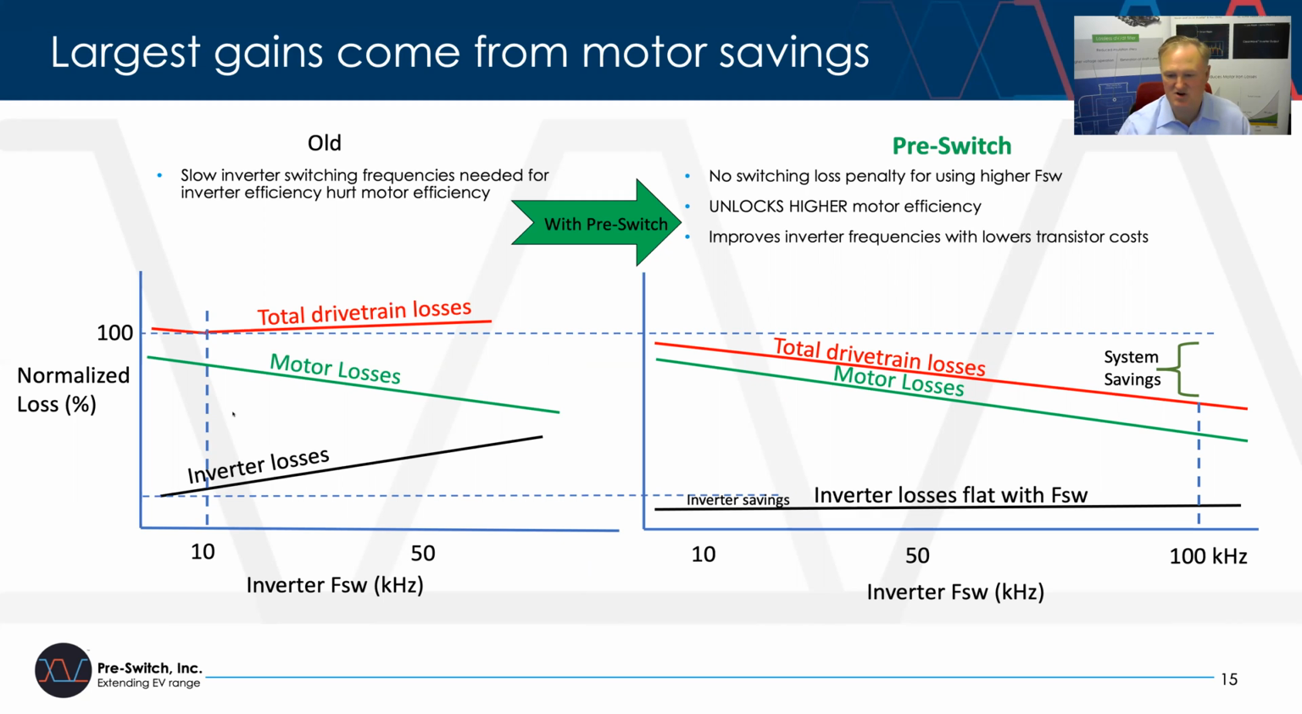But the key point in this chart is that there is an inverter savings. And when we talk to the inverter guys, this is really mostly what they're concerned about. But the larger savings is at the system level, in the motor savings. And these system level savings are large, and in our opinion, it continues to improve even past 100 kilohertz, although the improvement gets smaller as you go higher in switching frequencies. So the key point is that pre-switch unlocks the capabilities of silicon carbide, and there's no penalty for using higher switching frequencies with pre-switch.